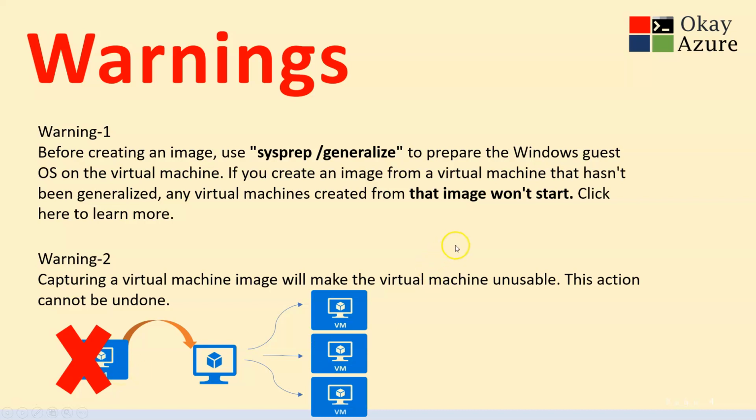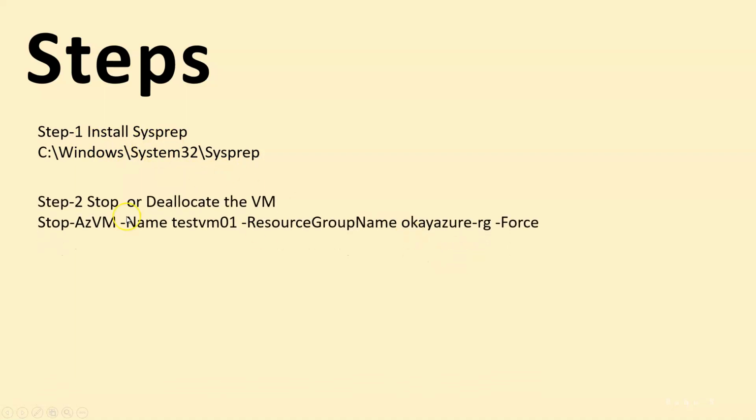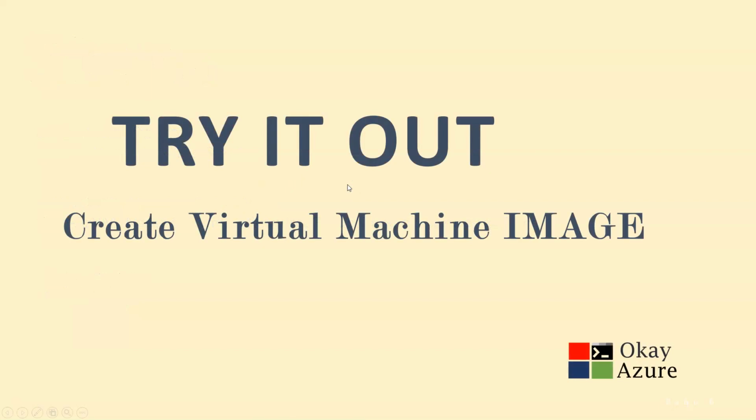Alright, let's move forward. Steps to create an image. First one, we need to go ahead and run this particular tool called Sysprep. Then we need to deallocate the virtual machine and then we need to capture the image. Alright. Okay, so now we'll go to portal.azure.com and then we'll create a virtual machine image.